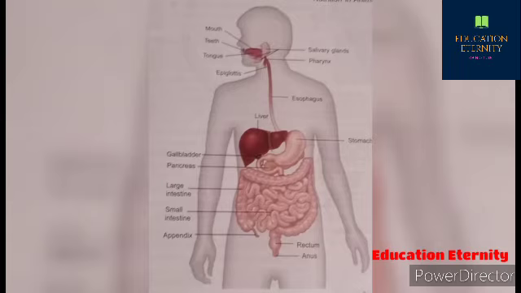The food ingested through the mouth contains the tongue, teeth and the salivary glands. Teeth break the food into smaller particles and this process is known as mastication.